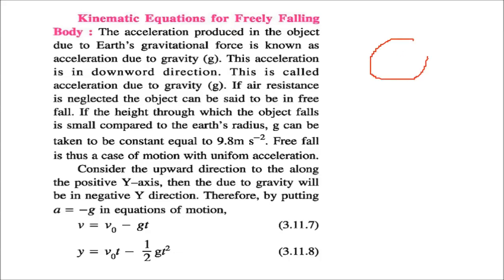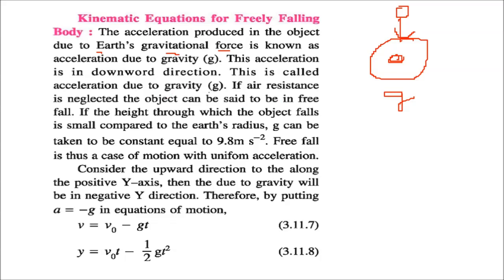Earth has its own gravitational pull, which is known as Earth's gravitational force, and we know it as acceleration due to gravity. This acceleration due to gravity always acts downwards, towards the center of the earth. So anything is pulled by the center of the earth.